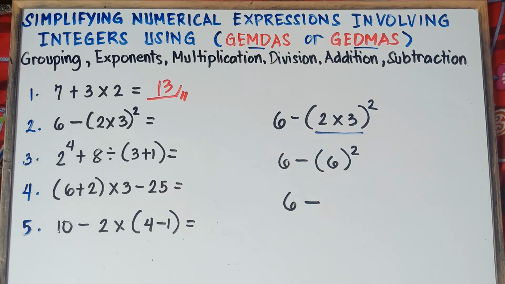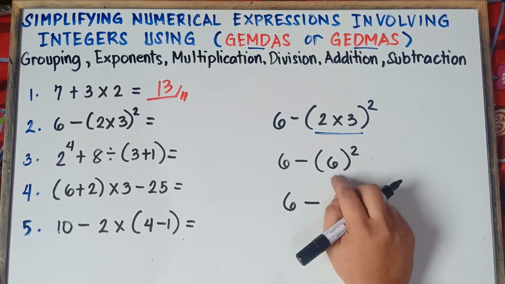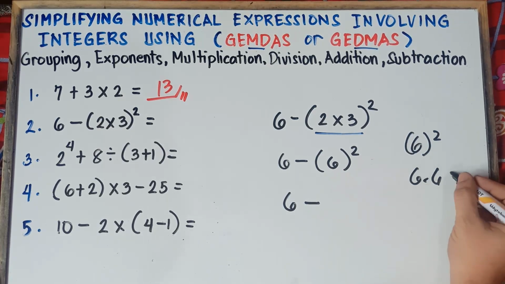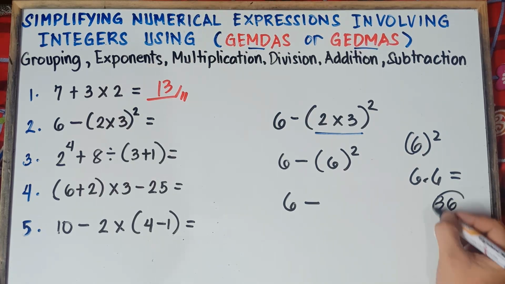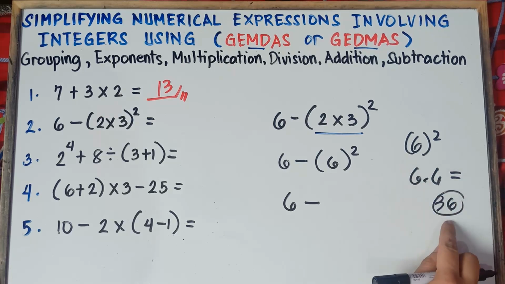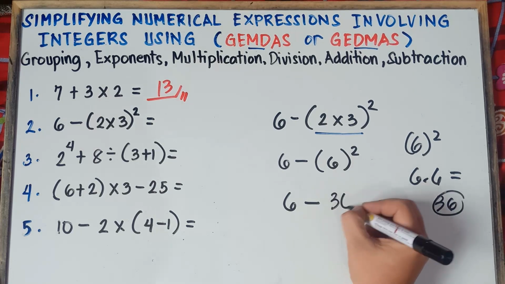What's the answer? 6 squared. Once again class, 6 squared doesn't mean 6 times 2. It means you multiply 6 by itself twice. So 6 squared means 6 times 6, and 6 times 6, that would be 36. So 6 minus, so 6 squared, that would be 36.